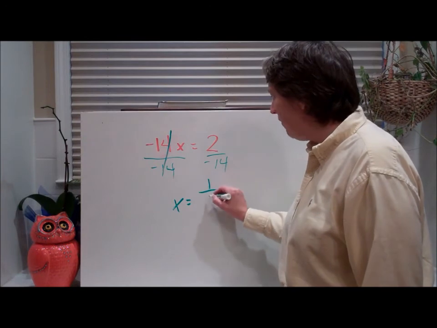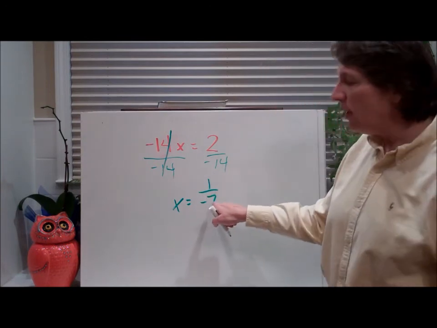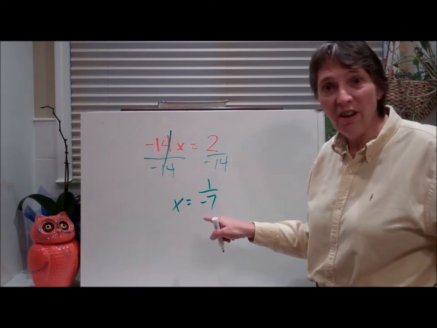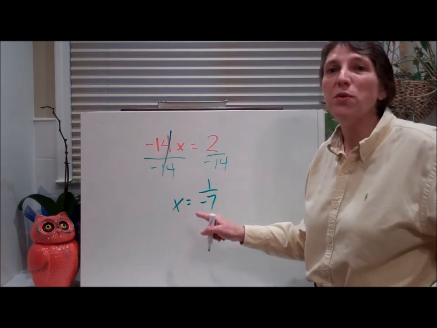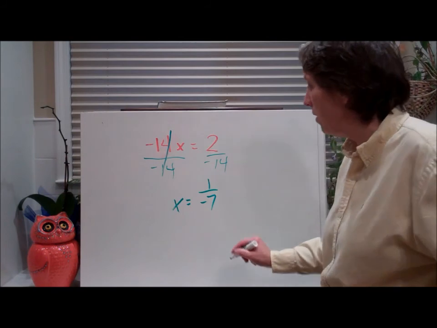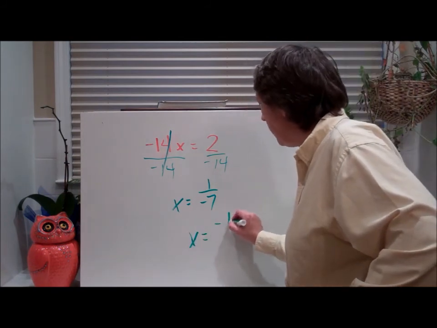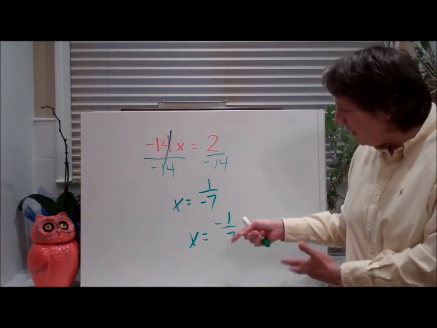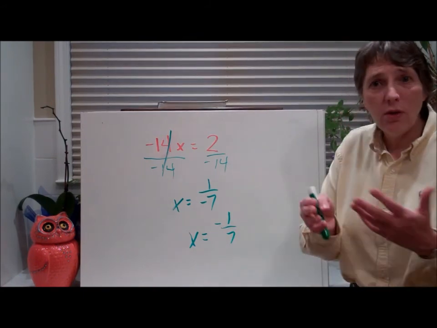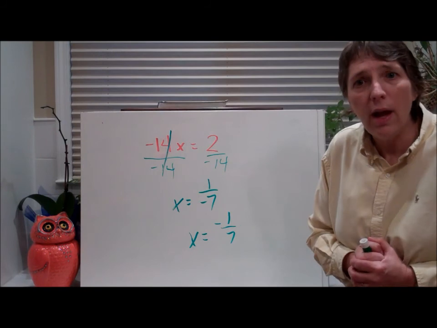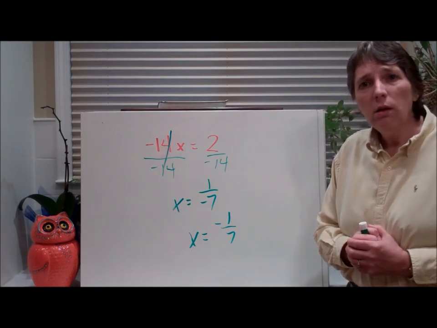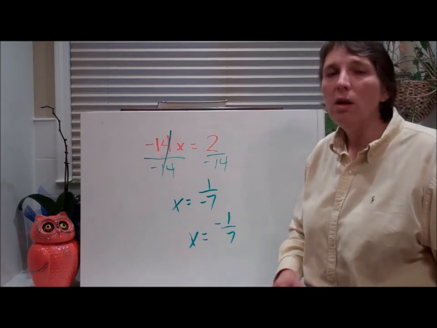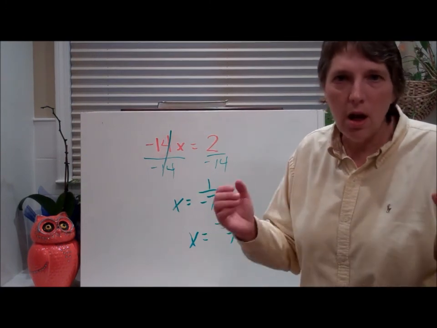You've got to simplify this. If you leave it like this, you will lose a point. That's pretty severe, but it's important that you never leave a negative in the denominator. So it becomes x equals -1/7. Why can I move the negative above into the numerator or pull it out front? Why can I do that? That's right, because this is a +1 over a -7, and a positive divided by a negative is a negative.